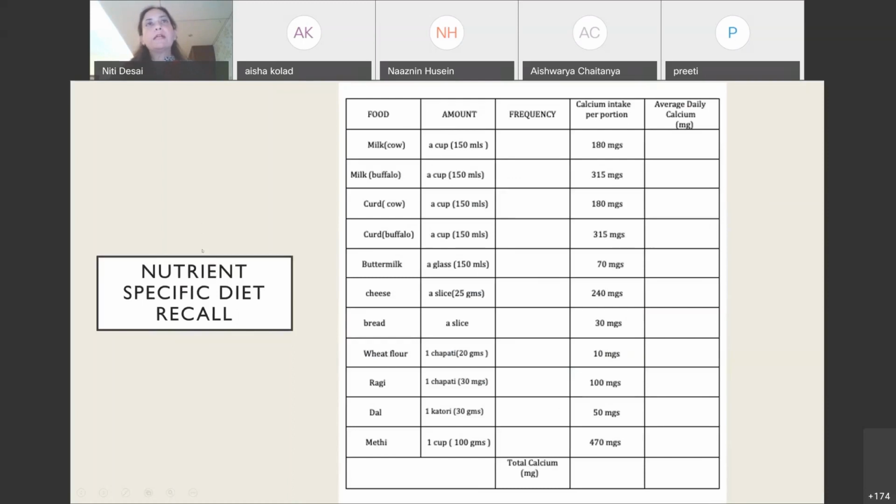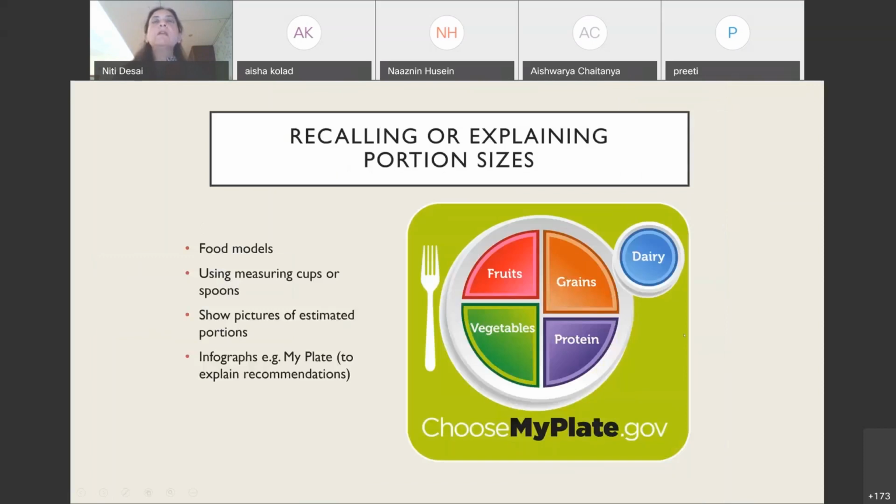When we are trying to estimate certain particular nutrients, this was something I had done when we had to estimate the calcium intake in a certain population. Then, of course, the diet recall kind of changes, and we also incorporate a food frequency format in that. So the biggest challenge, as you will all agree, in the diet recall is recalling or explaining the portion sizes.